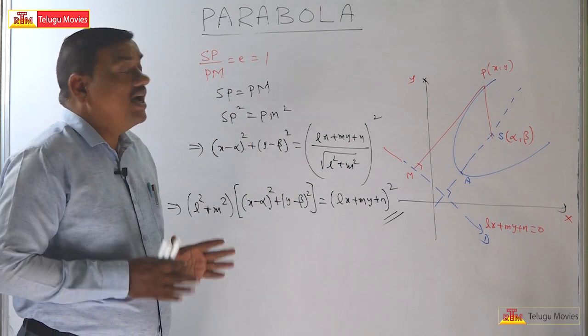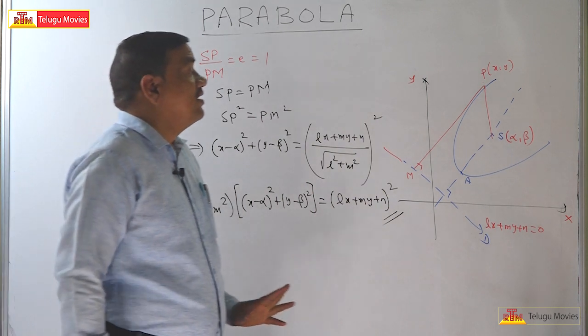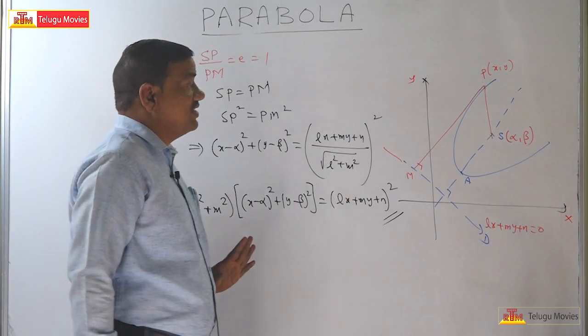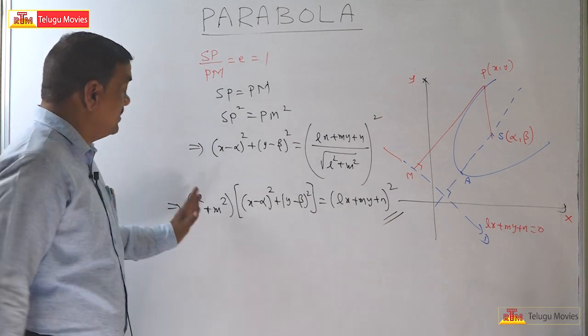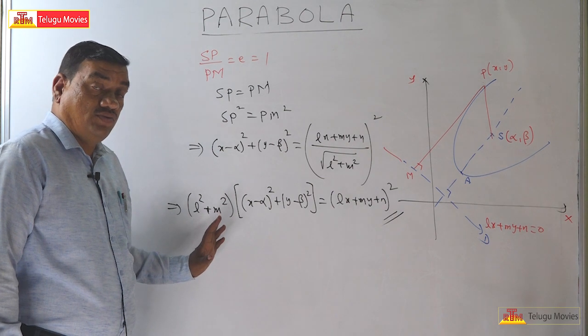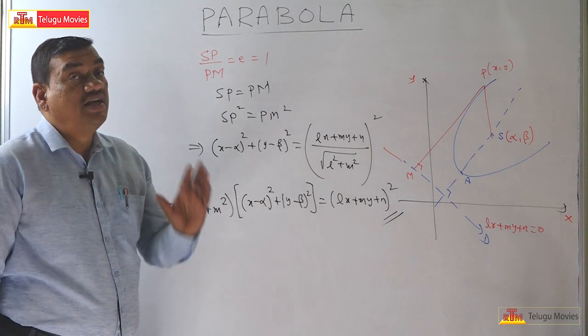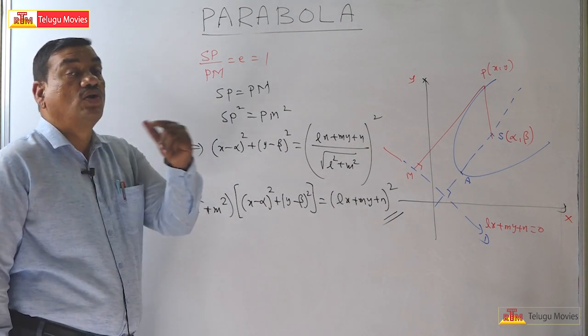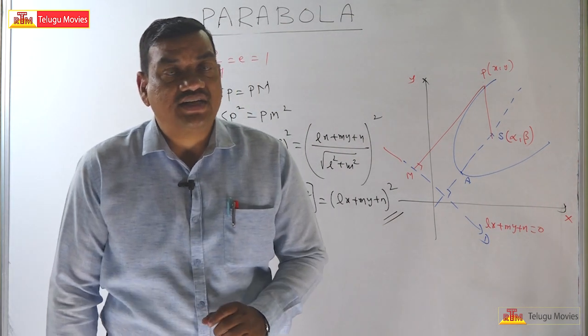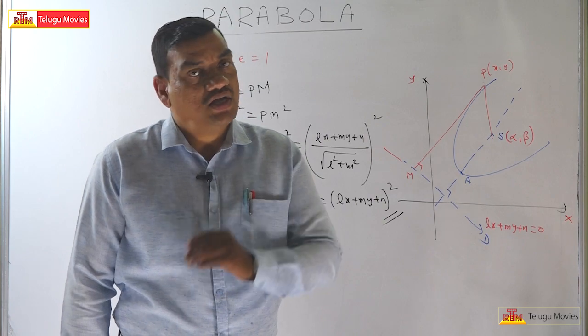Okay, but here you must be given the focus and the directrix. The equation of the focus and the equation of the directrix are known. Then this is the formula to find the equation of the parabola. Now we are going to see how to show that the length of the latus rectum is 4a. Okay, now let us see that.